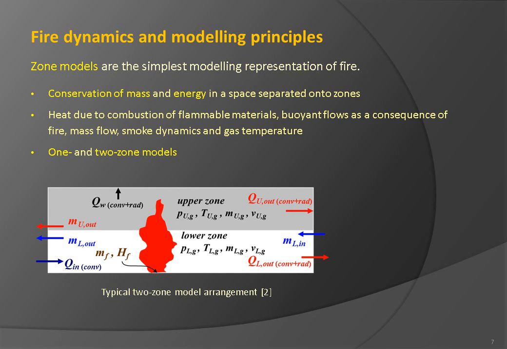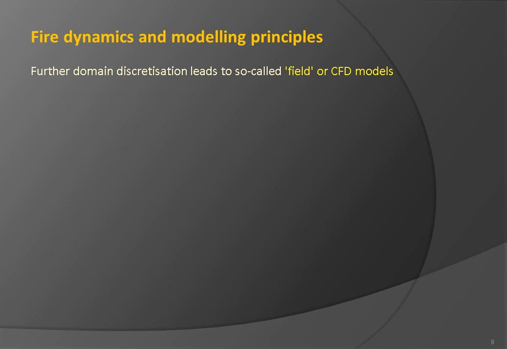Such zone models are extremely fast, but they are limited to the geometrical arrangements that they can describe. Also, they cannot capture a detailed picture of the flow and thermal conditions. Further domain discretization leads to so-called field or CFD models. This also allows us to reduce the level of empiricism and instead rely on more elementary first principle physics. Overall, this leads to more accurate simulation results.